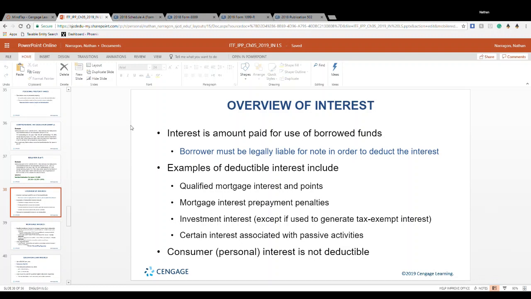Certain interests associated with passive activities. Now, that again is dealing with probably your partnership or rental. We can have a few. We can even have it from the home office, from Schedule C, what we couldn't deduct. Okay. Consumer personal interest. So your interest on loan or stuff like that is non-deductible unless it's related to a business. Okay.